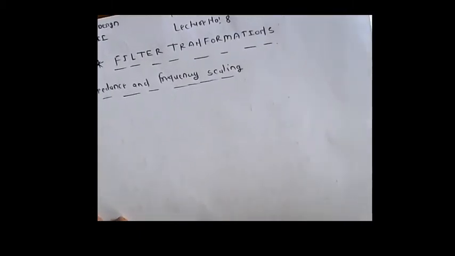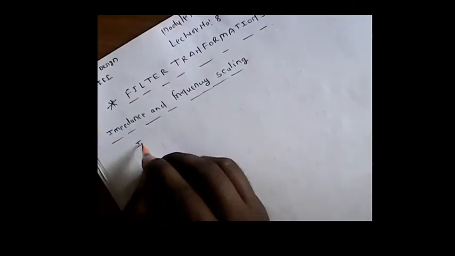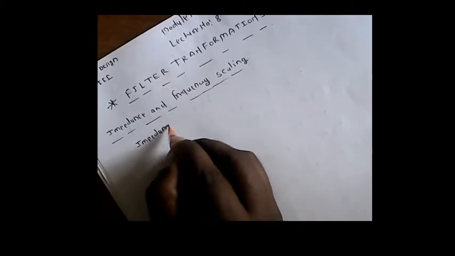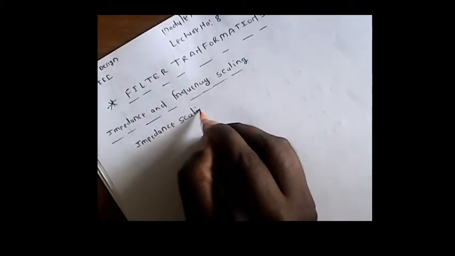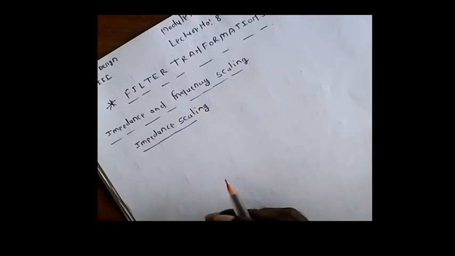Now impedance scaling. First we see what is meant by impedance scaling. In prototype design, the source and load resistance are unity, except in equal ripple filters with even N, with non-unity load resistance. So the source resistance of R0 can be obtained by multiplying the impedance of the prototype design by R0.